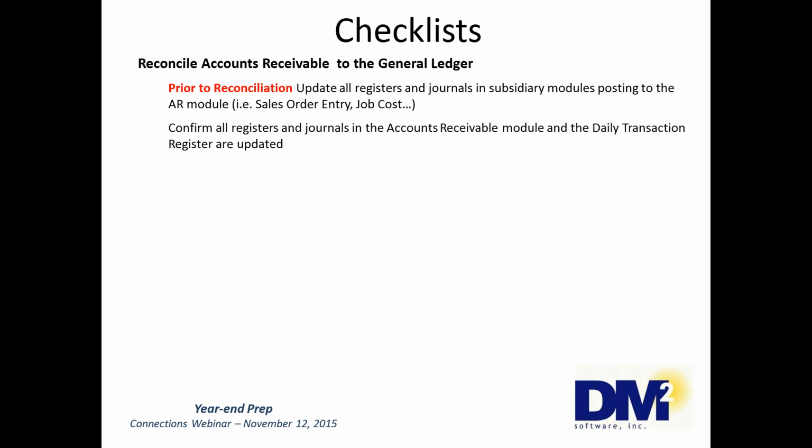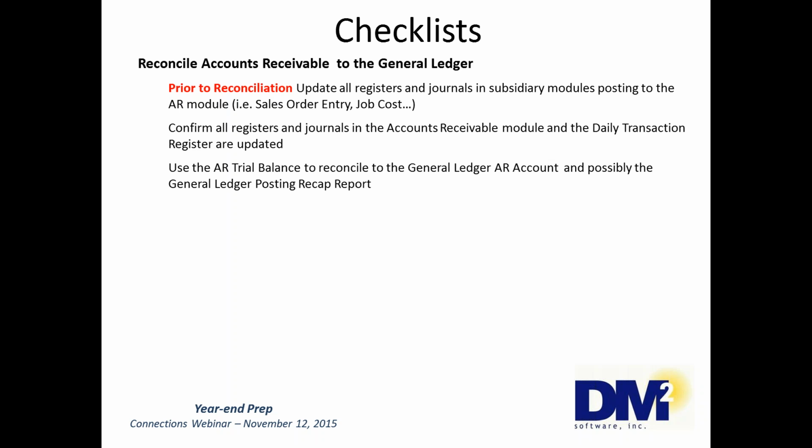Then make sure that anything that's in AR, you don't have any open registers there, cash receipts, or any open daily transaction registers. Just like with AP, the AR trial balance is the report that you're going to use to reconcile to your general ledger control account. And looking at the general ledger posting recap report in AR is also very helpful, just like with AP. Correcting your discrepancies, the same thing.